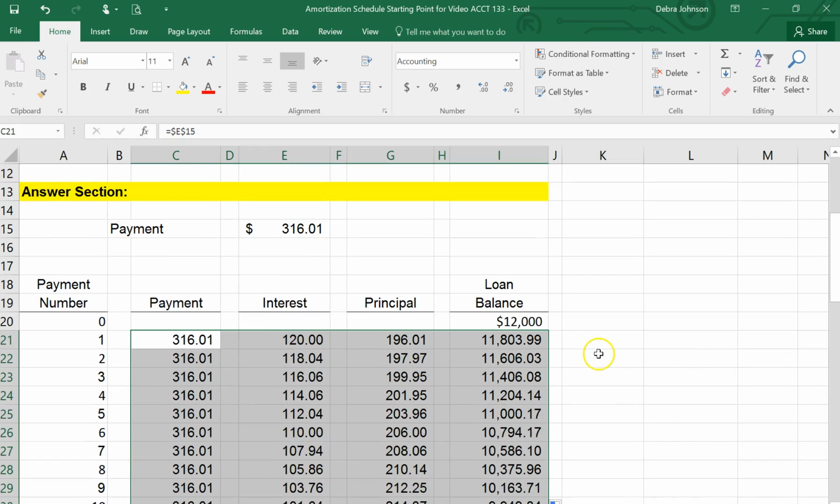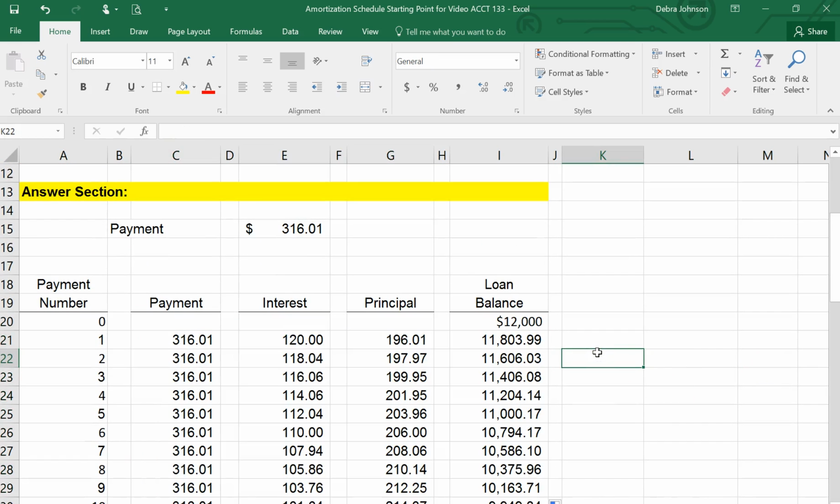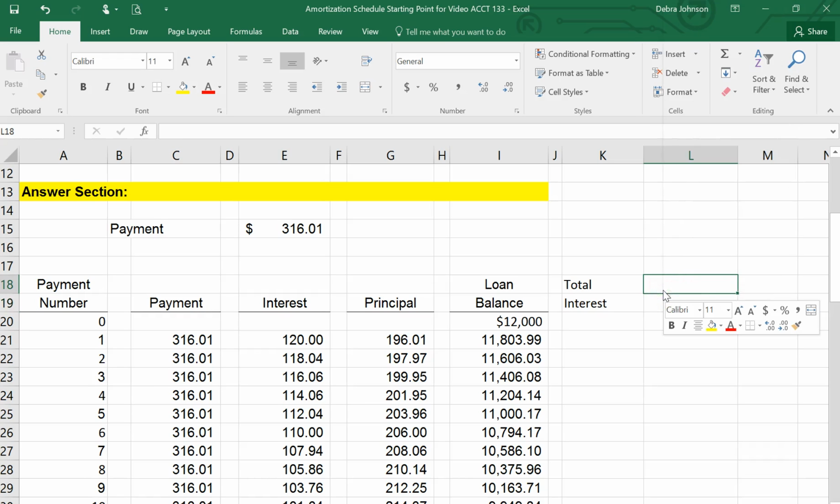So you can see how quick and easy that loan amortization schedule was. Basically, we computed the formulas in this one line and copied it all the way to the bottom. If you continue to read the directions of the handout, they'll tell you that they want to know how much interest and principal would be paid each year. So I'm going to put in a column for total interest and a column for total principal.